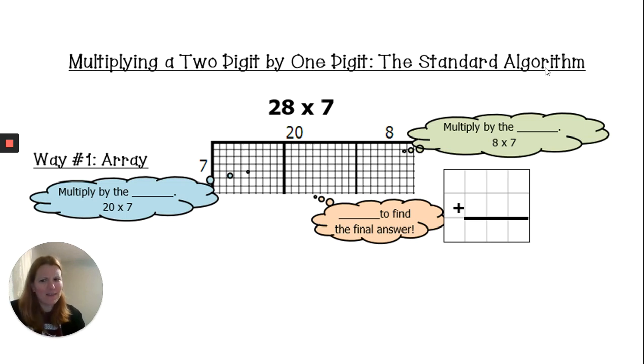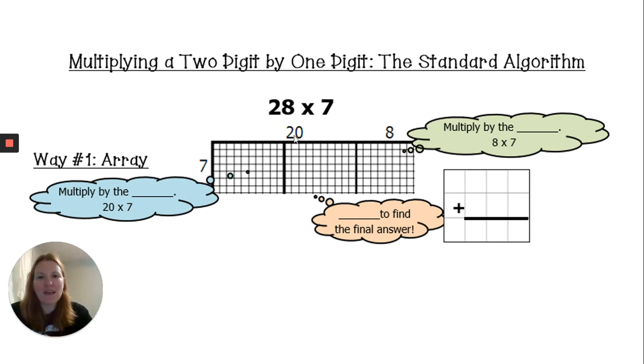But it wasn't the easiest way to understand, so I didn't teach it to you this way first. So what we're going to do is look at one problem. This problem is 28 times 7. We're going to look at this problem the two ways that we already know how to do, the array and the box method. And then, based on those two ways we already know, I'll show you the third way, which is called the standard algorithm. So let's go ahead and review the two ways we already know.